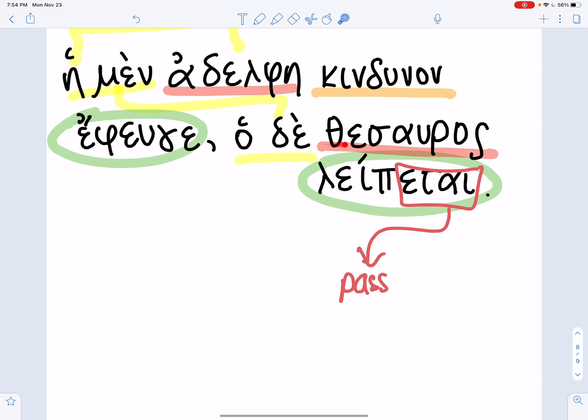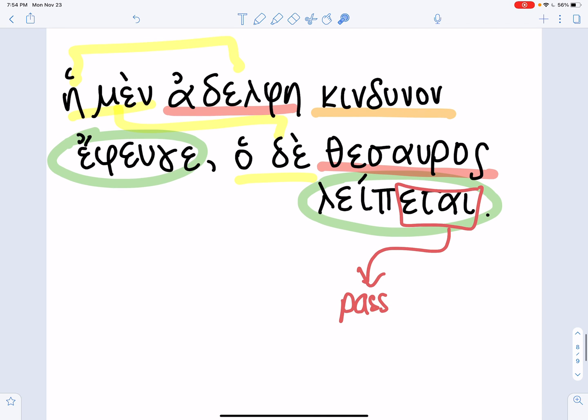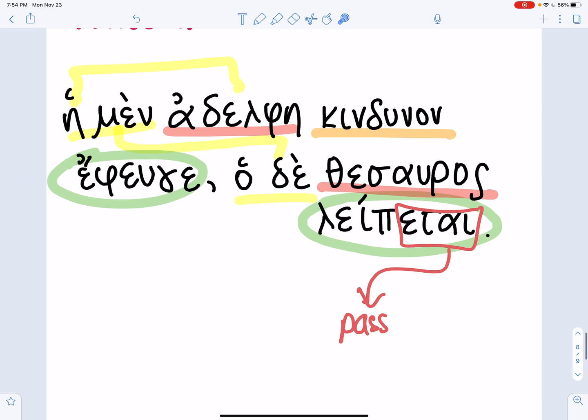So here, the treasure is being lepo. What is lepo? To be abandoned, right? Or left behind. So here with this passive ending, the treasure is left behind. And this is not imperfect. We don't see any sort of epsilon or any weird ending on the end. So now let's put it all together and we'll be done for the week. On the one hand, the sister was fleeing danger. On the other, the treasure is left behind.